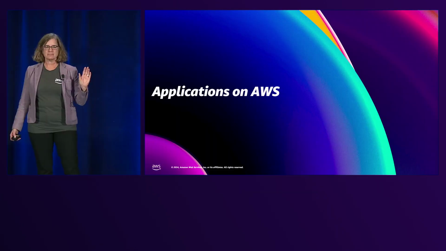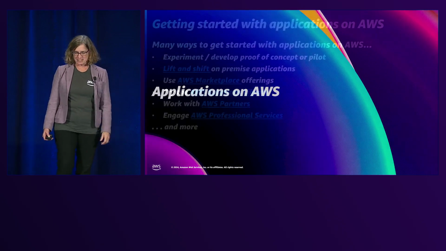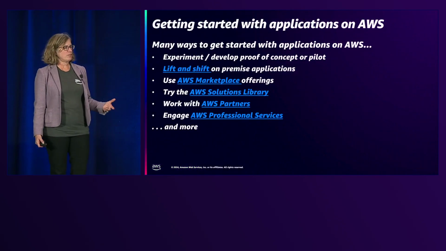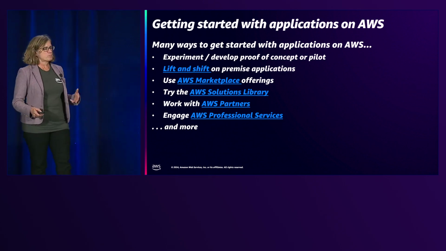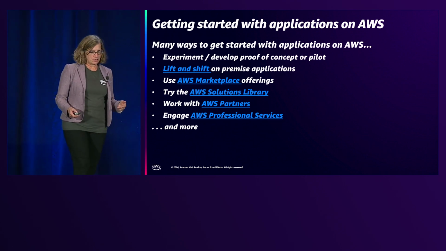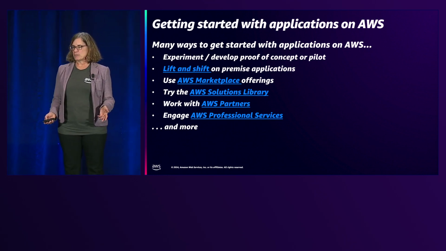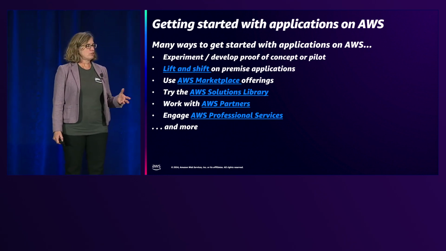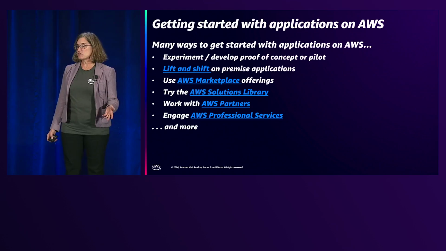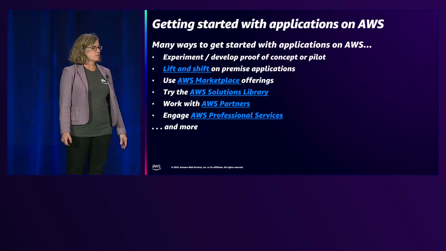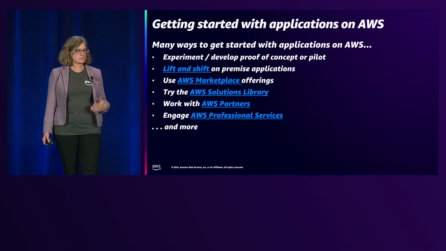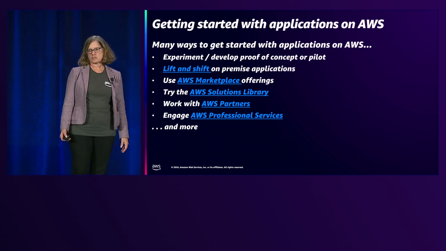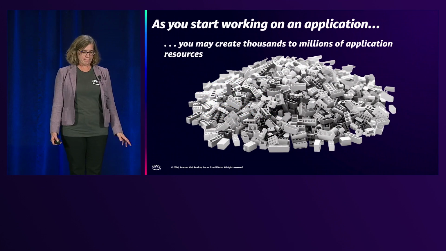So first, how many of you are running applications on AWS? All right, see a lot of hands. And maybe you recall your journey to get those applications up and running. Maybe you experimented first, developed a proof of concept. Could be you just lifted and shifted your on-premise applications, or maybe you used a marketplace template or an AWS Solutions Library template, or engaged with an AWS partner, or ProServe, or rolled your own. There's many, many different options that we hear from customers about how they get started with their applications.